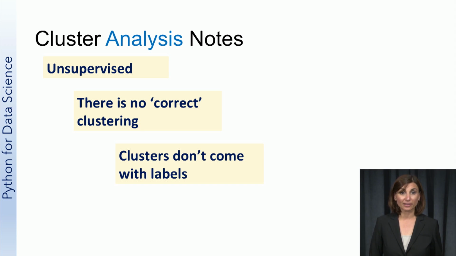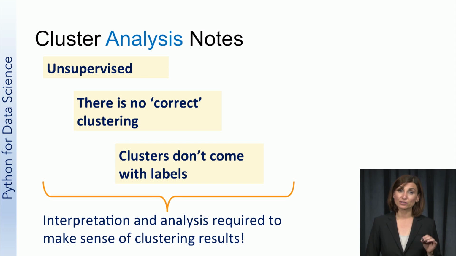Clusters don't come with labels. You may end up with 5 different clusters at the end of the cluster analysis process, but you don't know what each cluster represents. Only by analyzing the samples in each cluster further can you come up with reasonable labels for your clusters. Given all this, it is important to keep in mind that interpretation and analysis of the clusters are required to make sense of and make use of the results of cluster analysis.